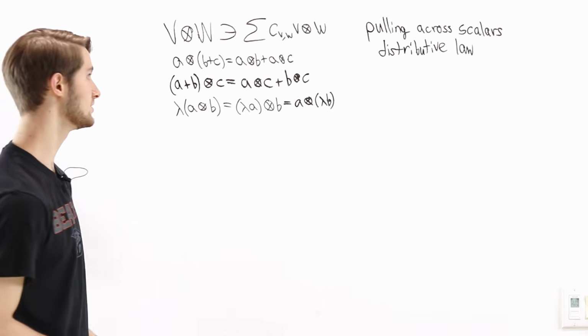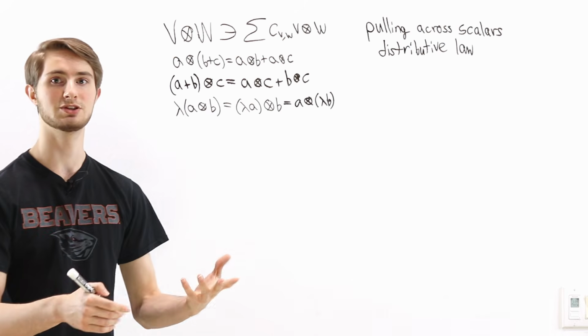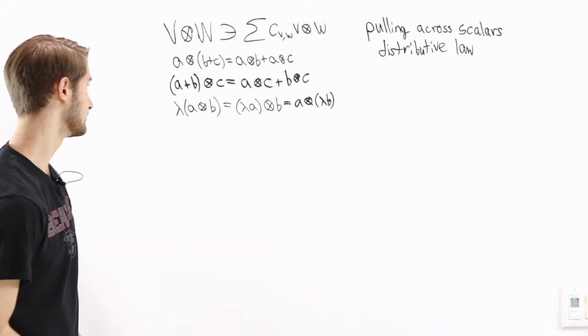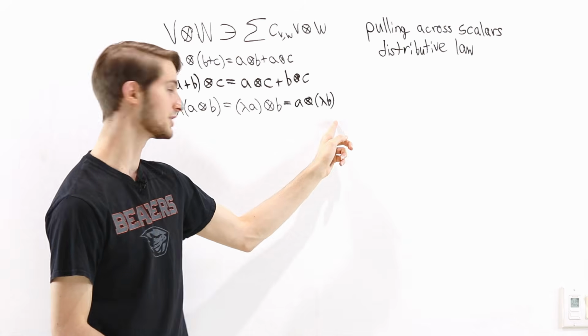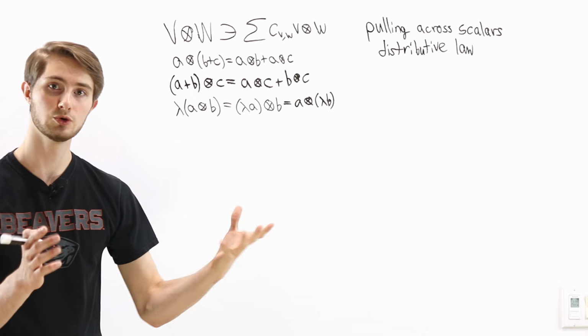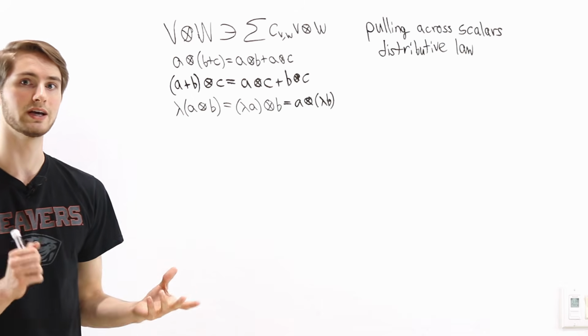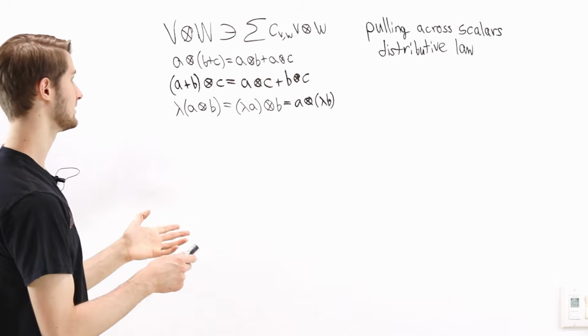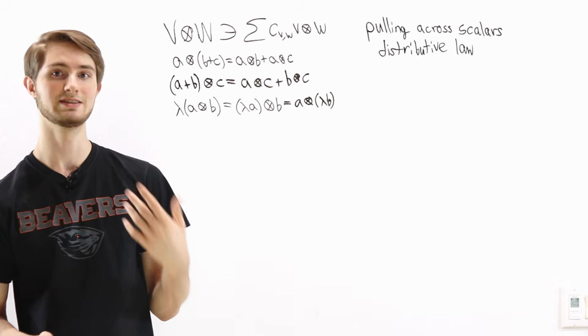The 2 key intuitions to have when we're manipulating elements of a tensor product are that we can pull across scalars. So if a scalar is on the left side, we can always bring it over to the right. And the distributive law, which means we can FOIL out tensors in a similar way to how we FOIL out products of ordinary numbers. So that's how we can deal with elements of a tensor product.